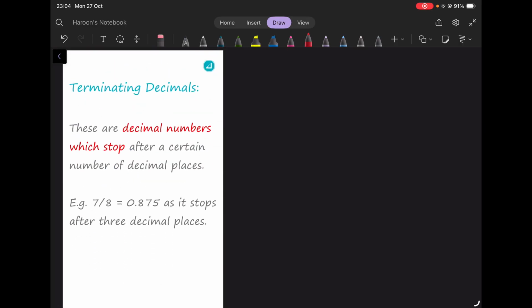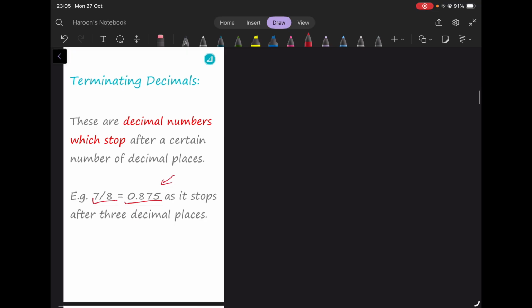Now terminating decimals end after a certain number of digits. So you can see 7 divided by 8 basically gives us 0.875. This does end after 3 decimal places, so this would be terminating. If there are a certain number of decimal places which do end, they would be known as terminating decimals.